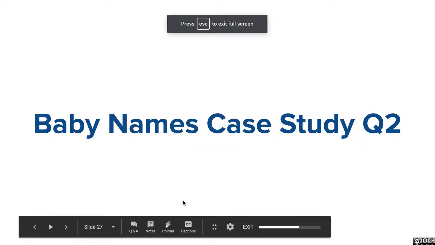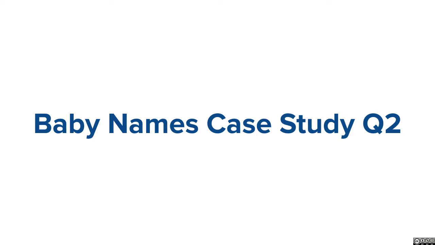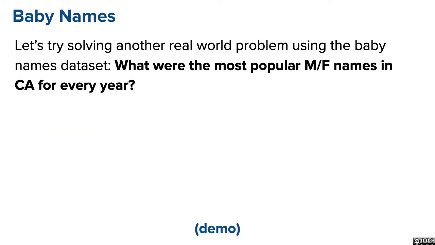Let's look back now at the baby names case study, and let's take a look at the types of questions we can answer using group by. With our Boolean array slicing and filtering and the things that we talked about yesterday, we can answer a question like, what was the most popular name of all time? But we will not be able to answer a question like, what were the most popular male and female names for every year in California? Now that we have group by, we can answer these types of questions.